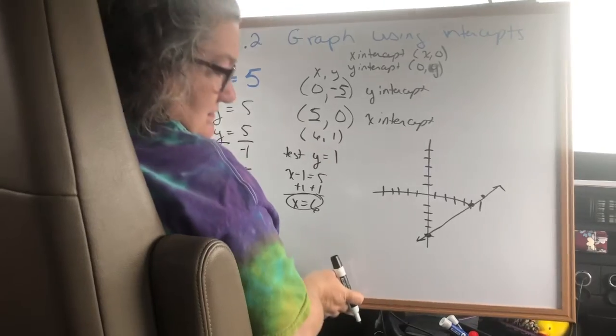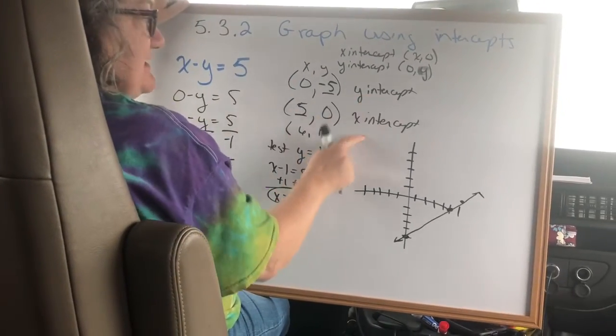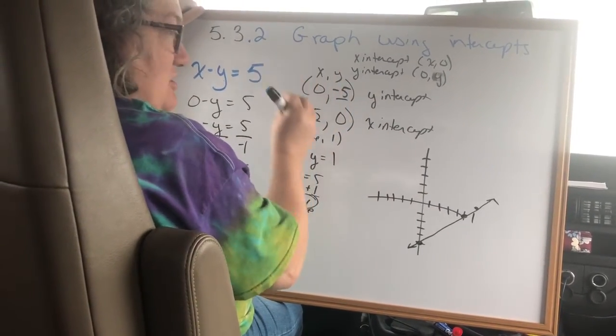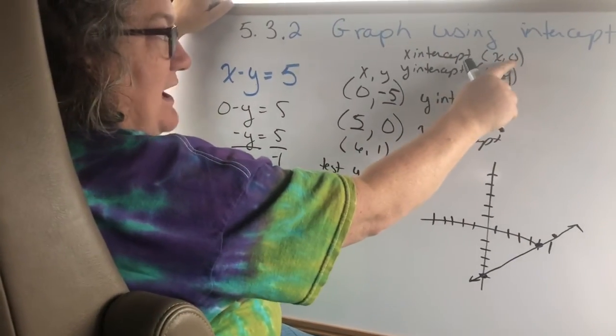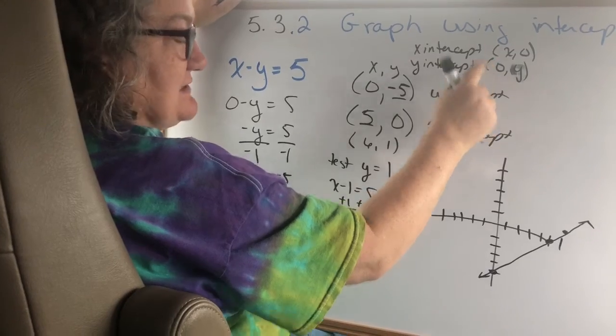Okay? So that's how we graph using our x and y intercepts. When they tell you to graph using the intercepts, you have to use the x-intercept with y equals 0 and the y-intercept where x is equal to 0.